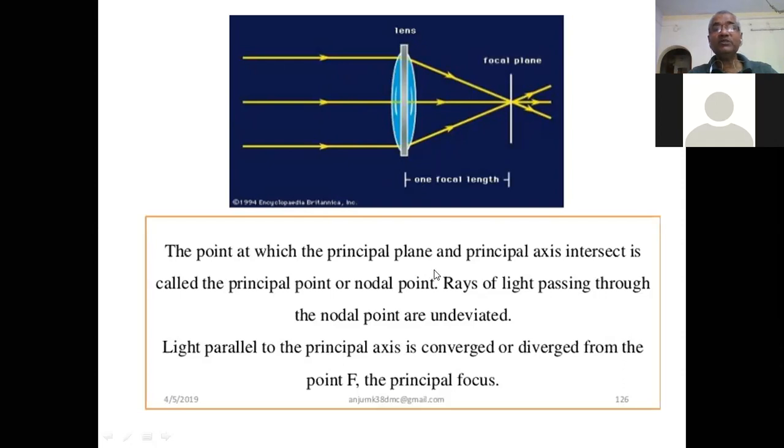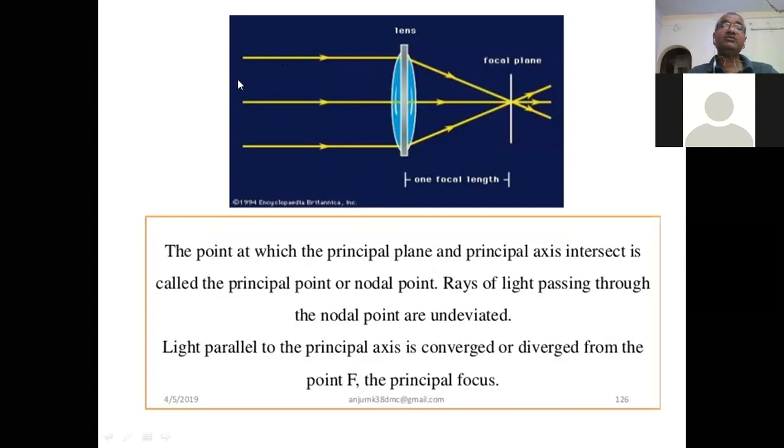So the point at which the principal plane and principal axis intersect is called the principal point, or nodal point. When the rays of light pass through this principal point or nodal point, that light is undeviated. Remember, this is the property. म्हणजे ज्यावेळेला हा प्रिन्सिपल पॉइंट मधून लाईट पास होतो किंवा नोडल पॉइंट मधून लाईट पास होतो, it is undeviated. त्याच्यामध्ये कुठलाही त्याच्या पाथ मध्ये फरक पडत नाही. It does not get refracted.